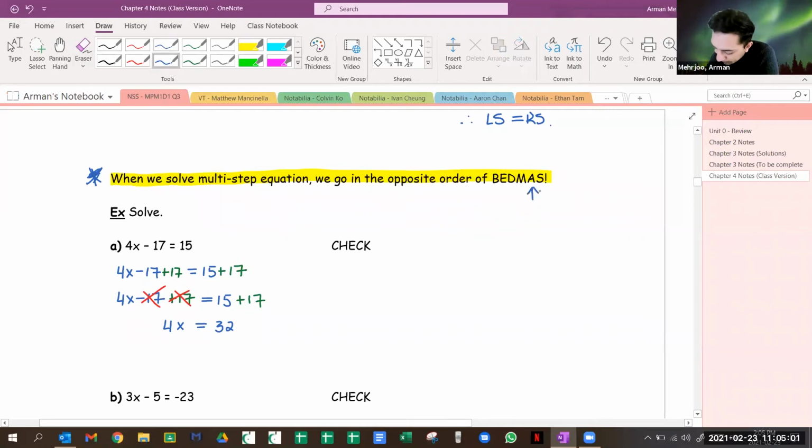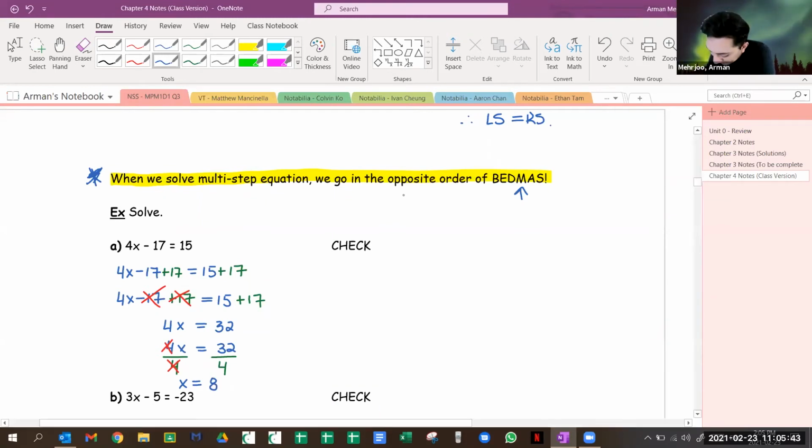Now, I don't have any addition to do, but it looks like there's some multiplication going on between this 4 and the x. So I actually have to do the opposite of that to both sides. So instead of multiplying by 4, I actually have to divide both sides by 4. And that way, I can get x all by itself. So x is going to equal 32 divided by 4, which is the same thing as 8.